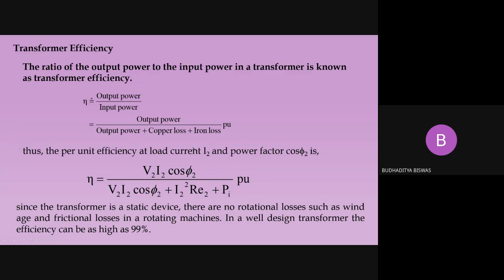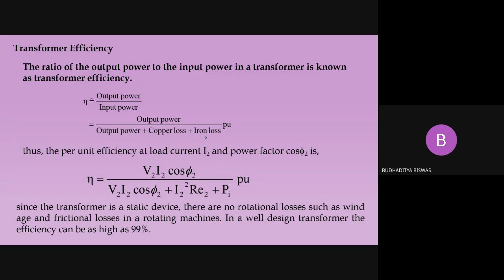Now another question I ask at Viva time: why is this I square R loss called the copper loss? Whatever the R, it may be the equivalent resistance of the transformer at the primary or secondary side, but it is the I square R loss, and the iron loss is called Pi. So why is this I square R loss called the copper loss? Why is the core loss called the iron loss? I will definitely ask you that question at Viva time.